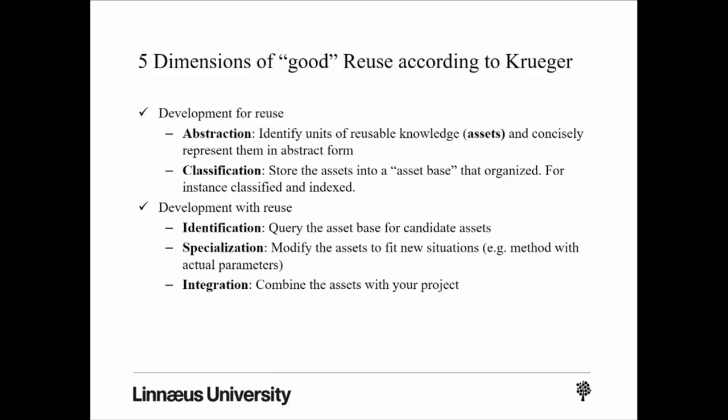But the 5 dimensions here, according to a well-known guy in software reuse called Krueger, he states that when you develop for reuse, it's very important that you have really good abstractions. And second is that you can take these abstractions and put them into some kind of library where they are organized and easy to find.